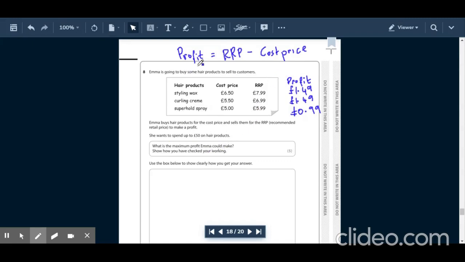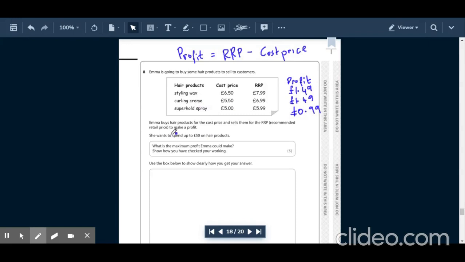So the profit, I've just got another column for it here, and I've done it for each one. It's just the RRP, what she's going to sell it for, take away the cost price. So here, £7.99, take away £6.50. The profit on the styling wax is £1.49. It's also £1.49 for the curling cream, but it's a little bit less, 99p, for the super hold spray.